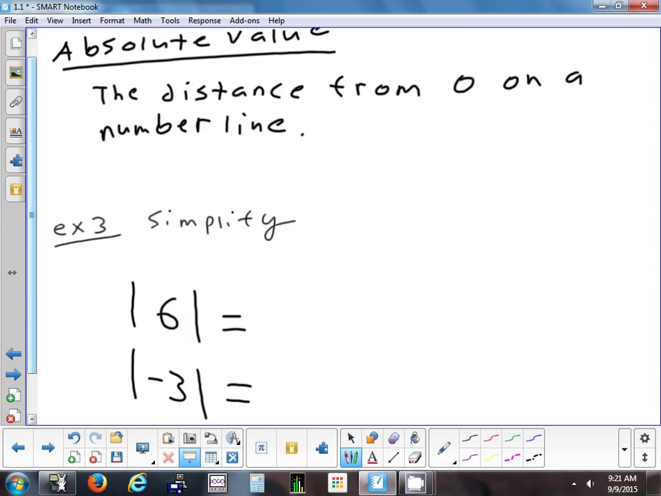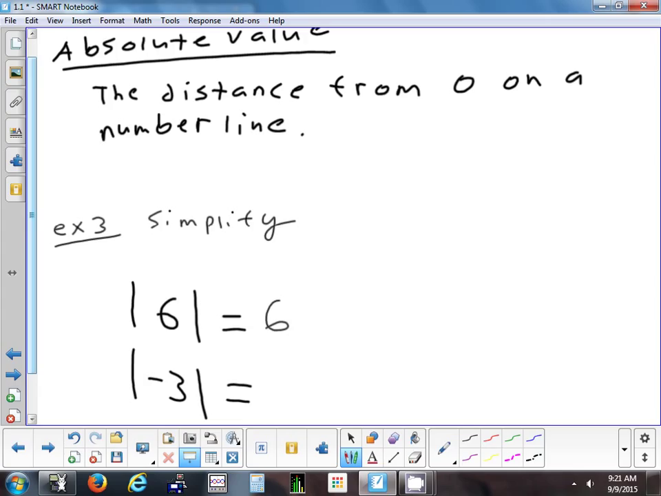Okay, let's just try a couple and see what we get. Okay, absolute value of 6. Okay, Shannon, can you help me out with that one? What's the absolute value of 6? Yeah, 6. 6 is 6 units away from 0.